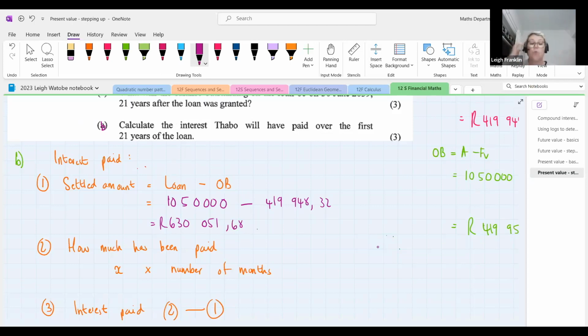Oh, sorry, he still owes 419,948.32 at 21 years. He has paid off 630,051 rand and 68 cents of his loan. That's how much he's paid. That's his settled amount.